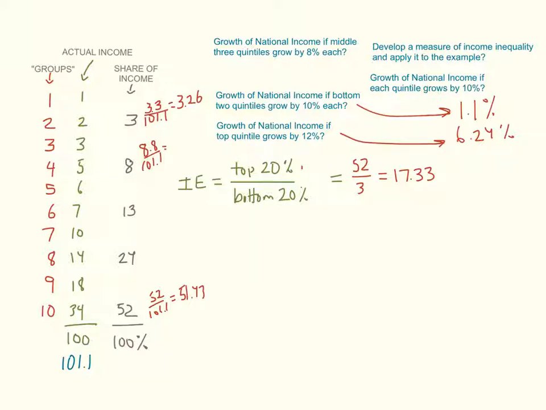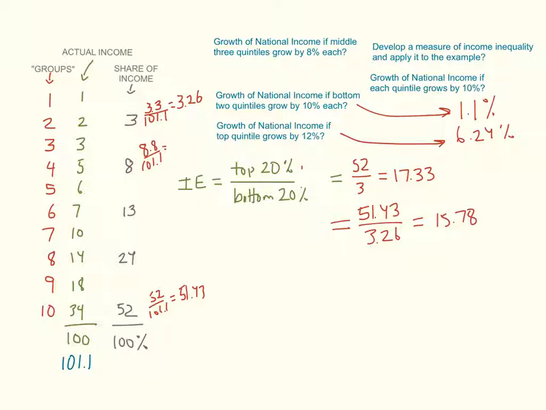And the important thing is that now that we calculate the income inequality measure here, after the growth of the bottom 40%, we're going to have 51.43 divided by 3.26, which is actually equal to 15.78. You can see what happened, right?